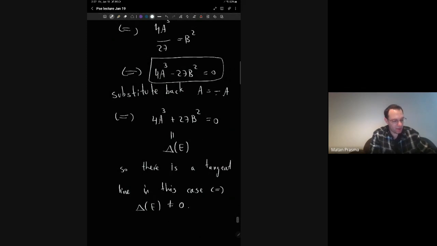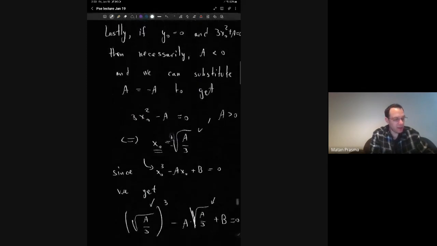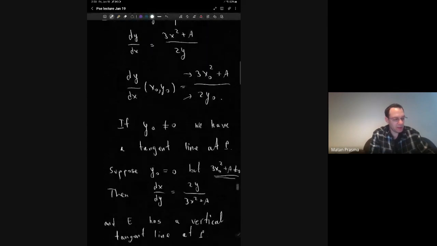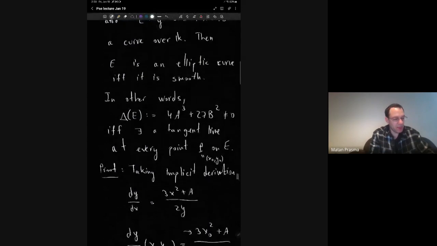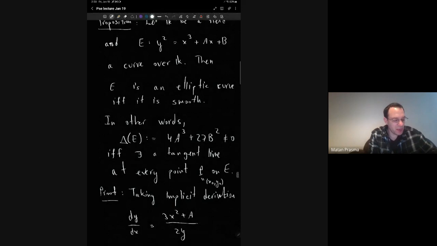We wanted to show that being an elliptic curve is the same as saying that we have a well-defined tangent line at every point. Any questions about this proof?